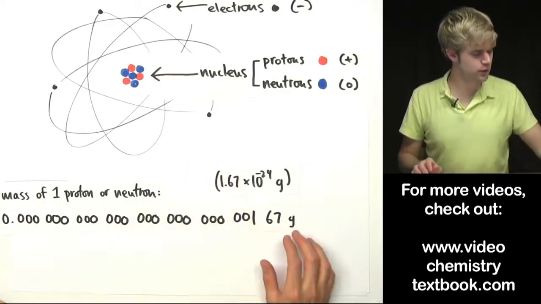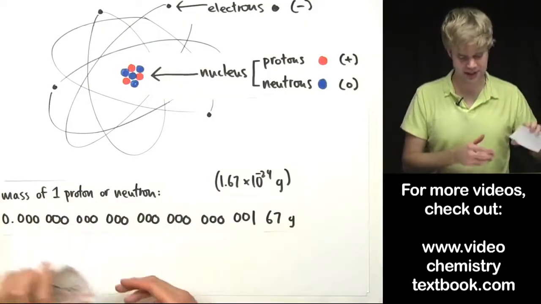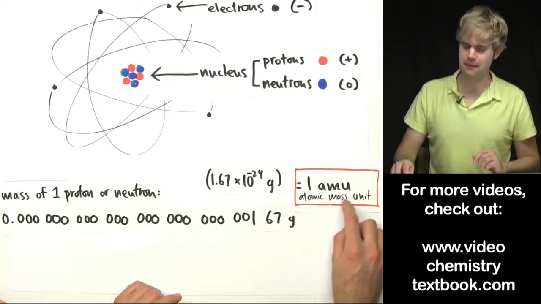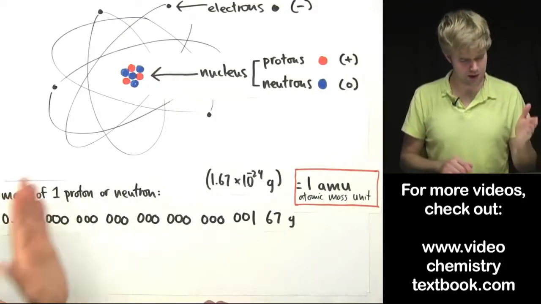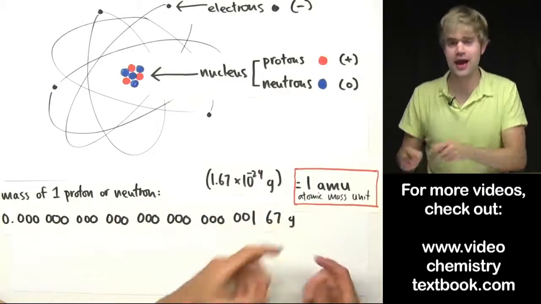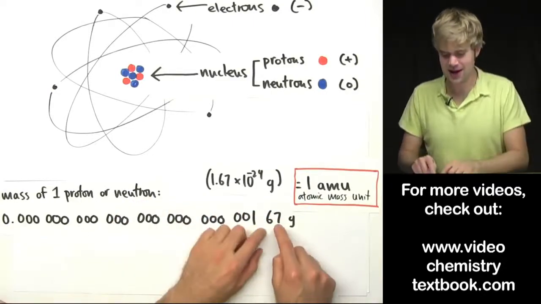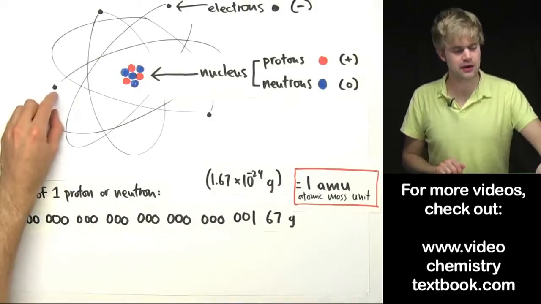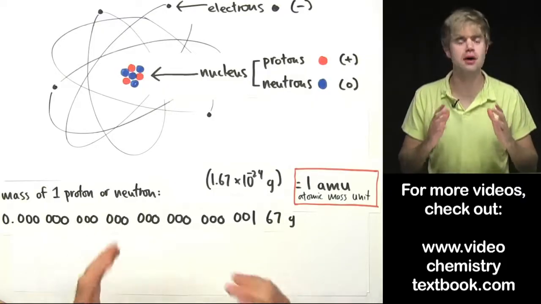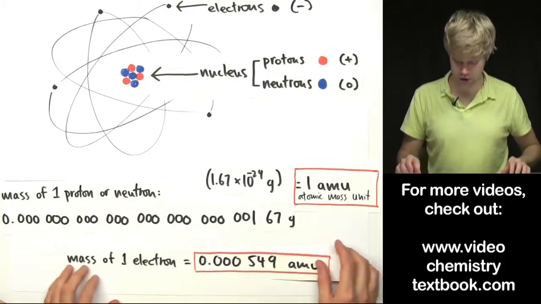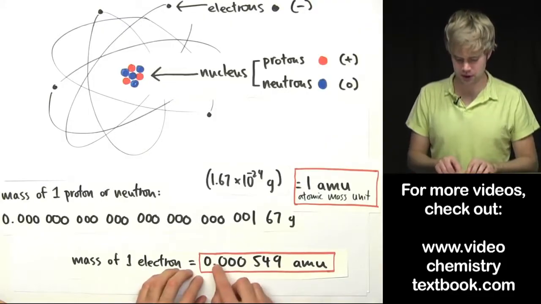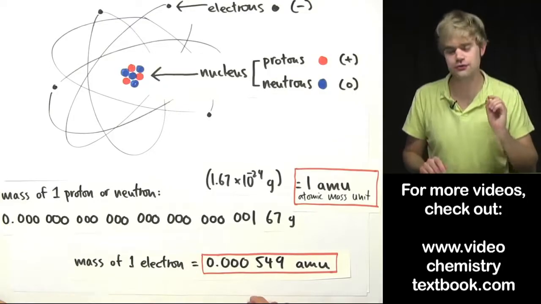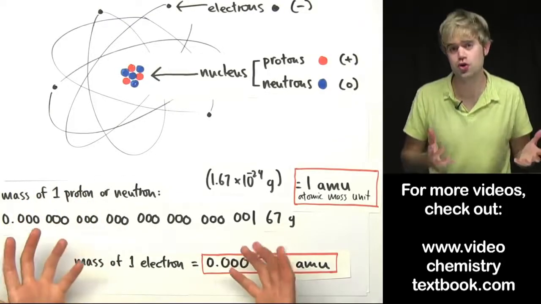So scientists came up with another way to measure the mass of a proton or neutron, and that's using a unit called the AMU, the atomic mass unit. And they said, okay, one proton or one neutron weighs about 1 AMU. That's a lot easier to use than this measurement here. So a proton or neutron weighs about 1 AMU. An electron, on the other hand, is much, much, much smaller than a proton or a neutron. It weighs only 0.000549 AMU, so a tiny fraction of how much a proton or a neutron weighs.